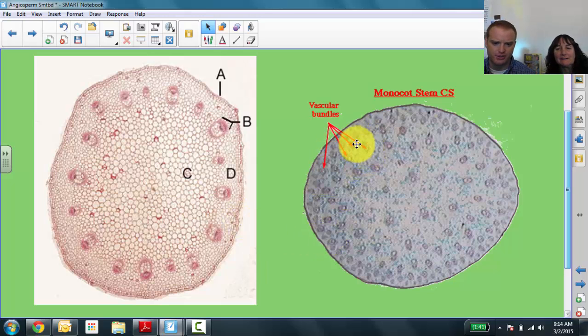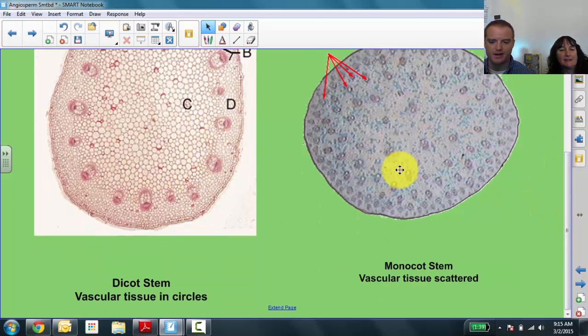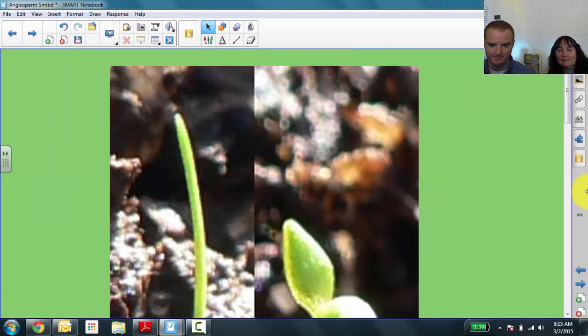The vascular tissue is going to have your xylem and phloem in there. That's the vascular tissue where the stuff is going up and down. And over here on the dicot, you can see the nice circle of xylem and phloem, those darker circles. There's your dicot and monocot. The dicot is all nice and organized.